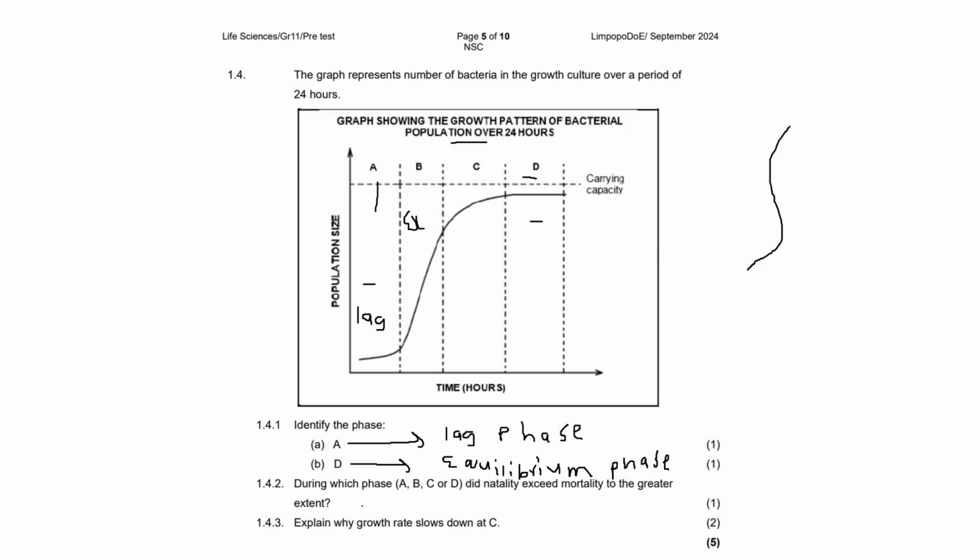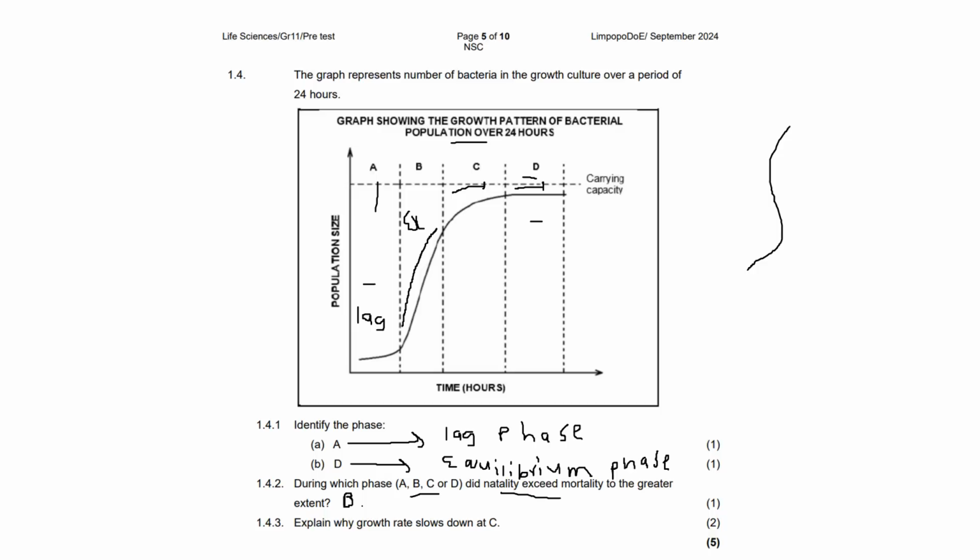During which phase, A, B, C, or D, did natality exceed mortality to the greater extent? They're asking where we are getting more birth rate than death rate. You can see that the biggest growth, or the biggest birth rate, is in B, the exponential phase. So B is where you get more birth rate. Then the birth rate starts decreasing a bit, and then it becomes equilibrium, or constant.